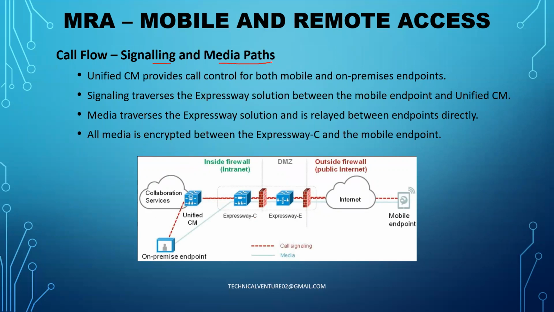So now it says a call flow, that is signaling and media paths. We already discussed as well, like what are the signaling path and what would be the media path. That's one. So let's discuss about this one. Let's just read it out. Unified CM provides call control for both mobile and on-premises endpoints.